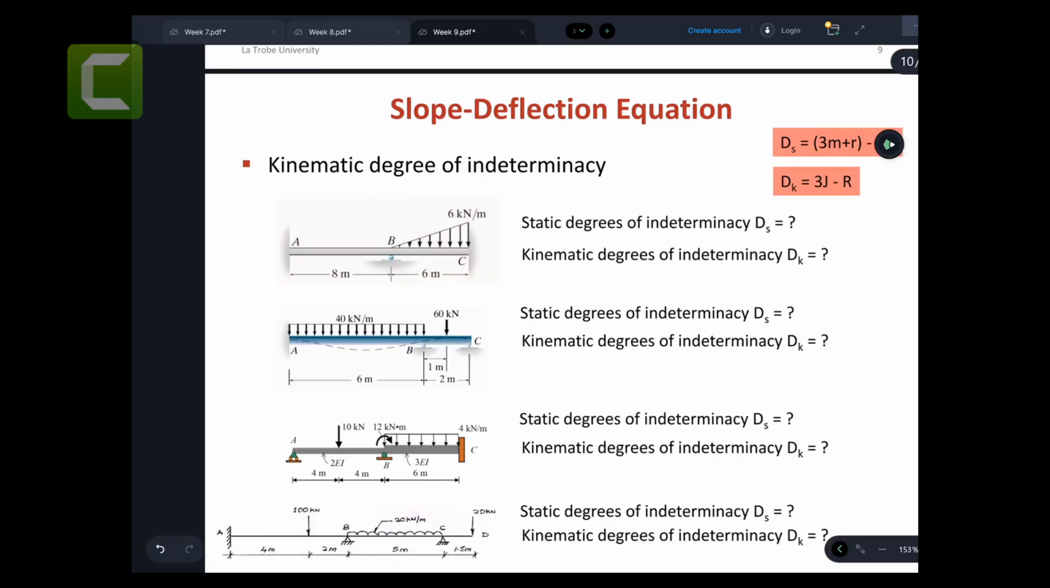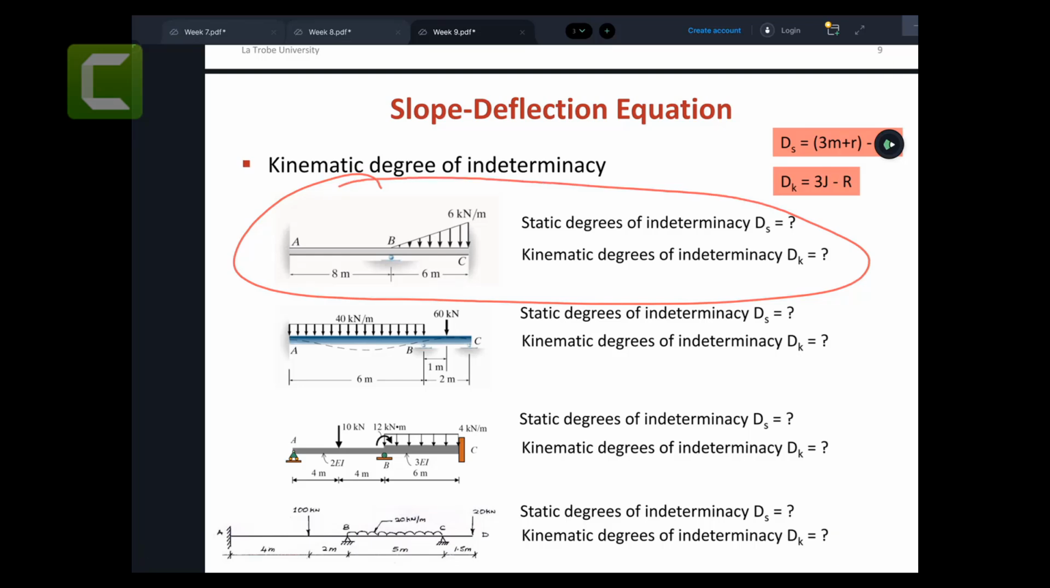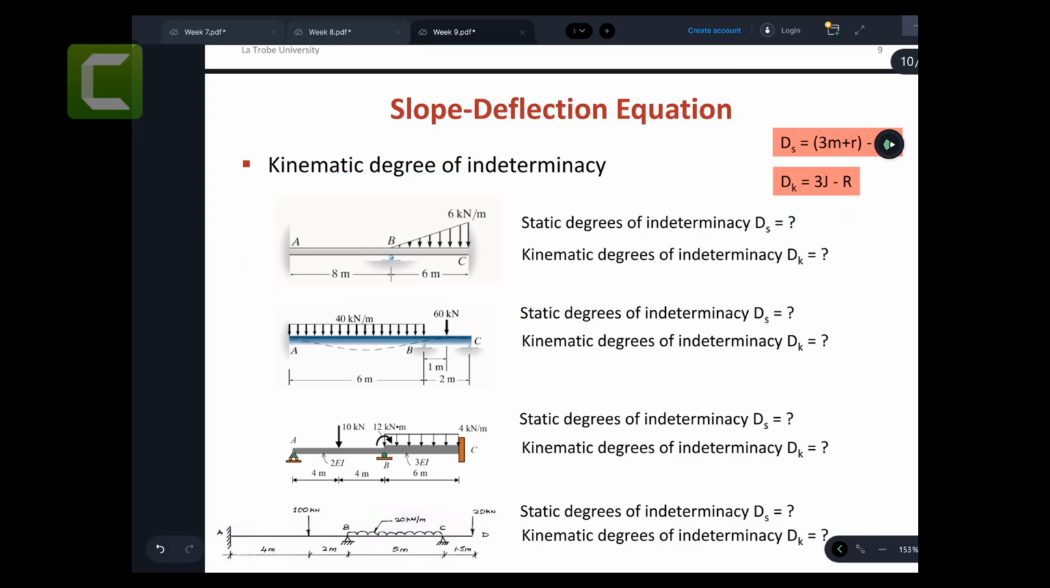Now you all raise your thumbs up. Can you all please solve this one for me? What is the static degree of indeterminacy and what is the kinematic degree of indeterminacy? The equations, by the way, are given at the top if you want to use them. But if you understand the story, can you please put your answer in the chat or say it by unmuting? You have a couple of minutes to test your knowledge.